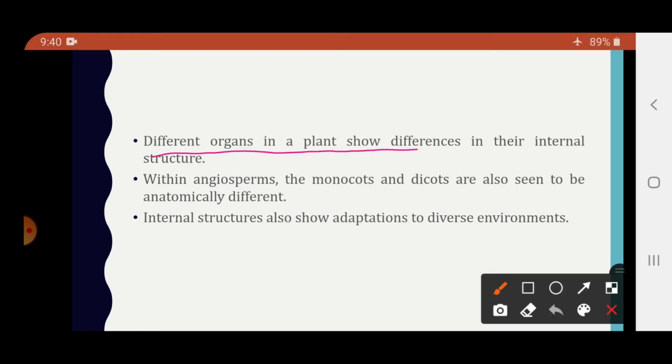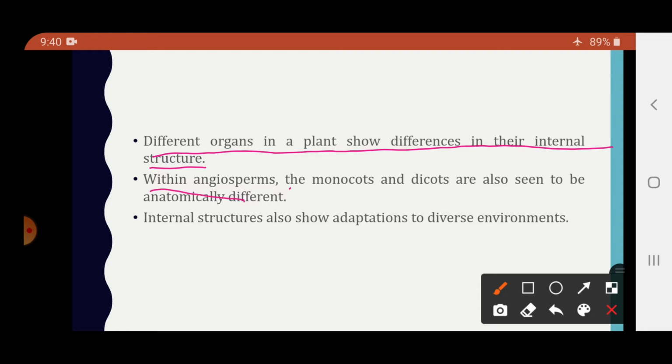Different organs in the plant show differences in their internal structure. When we study this chapter, you will come to know that the different organs, here we are concerned with the three main vegetative parts: one is root, other is stem and finally the leaf. हम ये root, stem and leaf जब study करेंगे, we will come to know that there are differences in the internal structure. हम dicot and monocot के क्या study करेंगे? We will study their root, stem and leaves and their internal structure. So when we study the internal structure of root, stem and leaf in dicots and monocots, you will come to know that there are differences found in their internal structures.